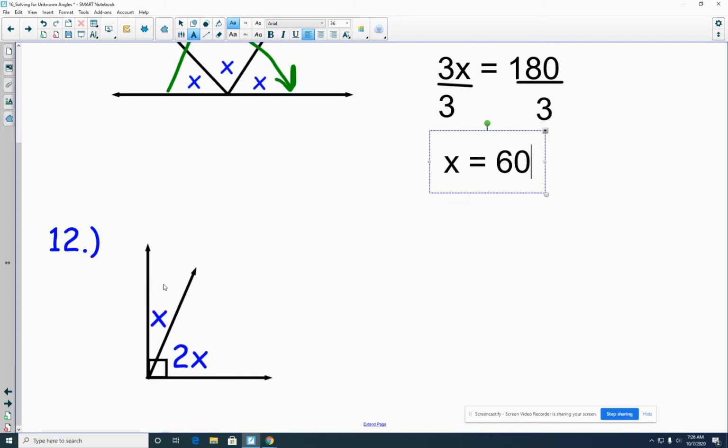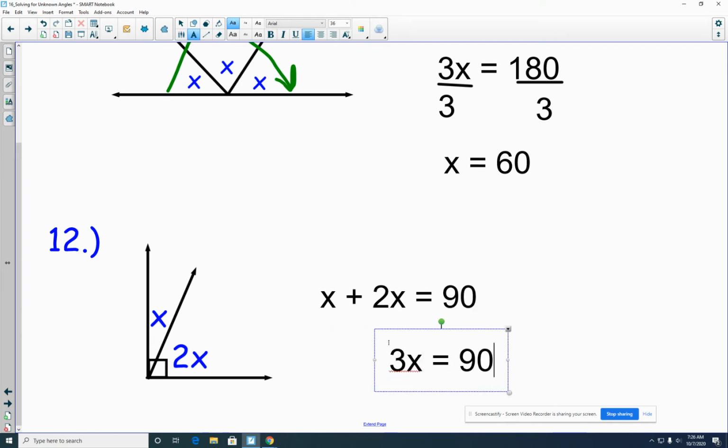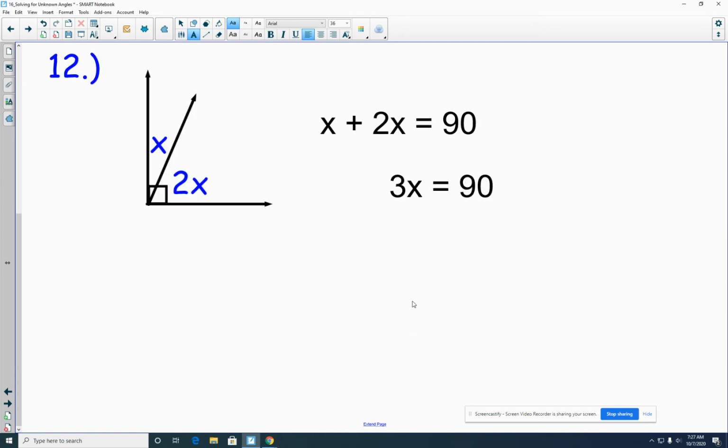And then finally, number 12, this right angle symbol. So these two are going to add to 90. So we have x plus 2x equals 90. So we have 3x equals 90. Again, divide by 3. So we are going to end up with x equals 30.